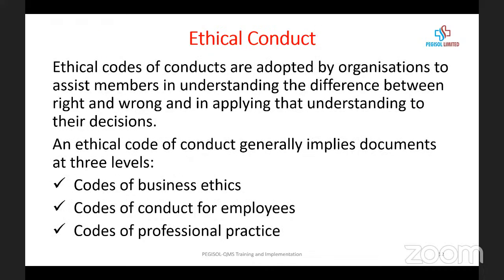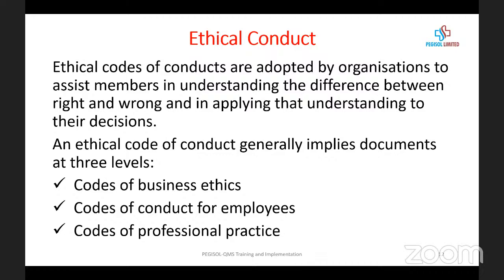Now, I want to talk about ethical conduct. Ethical conduct is adopted by the organization to assist members in understanding the difference between right and wrong, and in applying and understanding their decisions. So ethical conduct is the things that we do to help separate right and wrong. Ethical conduct generally implies three levels: the code of business ethics, the code of conduct of the employee, and the code of professional practice. So the code of professional practice is your practice. Let's say you are a medical lab scientist or a medical doctor, whatever it is, it's your profession. So there are codes of conduct that guide that professional practice. All these are part of ethical conduct.